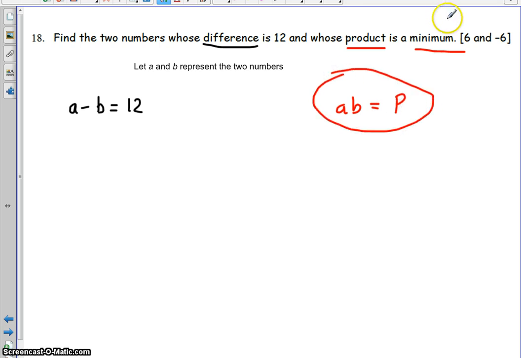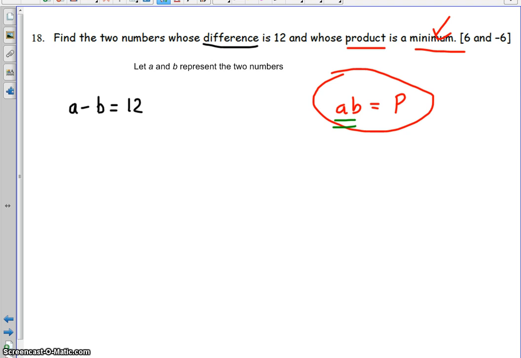Okay, so when you hear the word minimum or read it, you're going to think something to do with the vertex. So we're not actually looking for what the minimum is going to be. We're looking for the numbers that will make it a minimum. So we're looking for the axis of symmetry. And like a lot of the word problems we've seen so far, we have too many independent variables. The product right now depends on both A and B, which makes sense, but we can't work with this equation when there's two variables there on the left side of the equation.